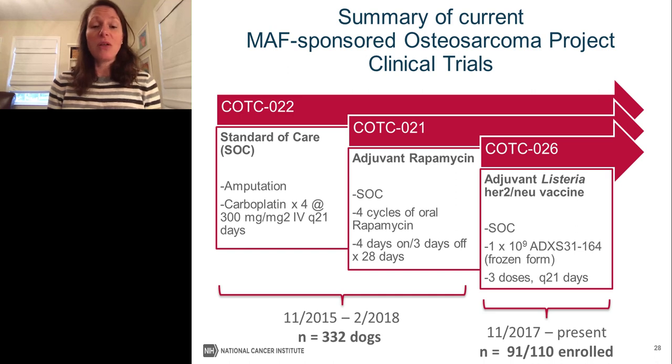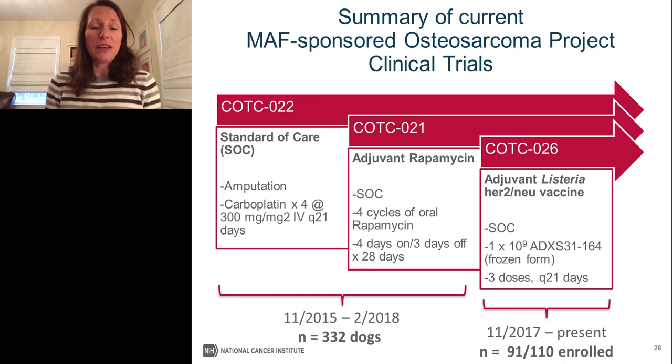And so all those listeria patients are receiving the listeria, again, in the adjuvant form, so after they've completed standard of care. We opened the first 2 arms of the trial back in the fall of 2015, and we were able to recruit over 300 dogs in about 2.5 years, or just shy of 3 years. And then we have had the 026 trial open since the fall of 2017. We've got 91 at current count out of 110 for the target enrollment. So I'd say we have a lot of success in enrolling large numbers of dogs.